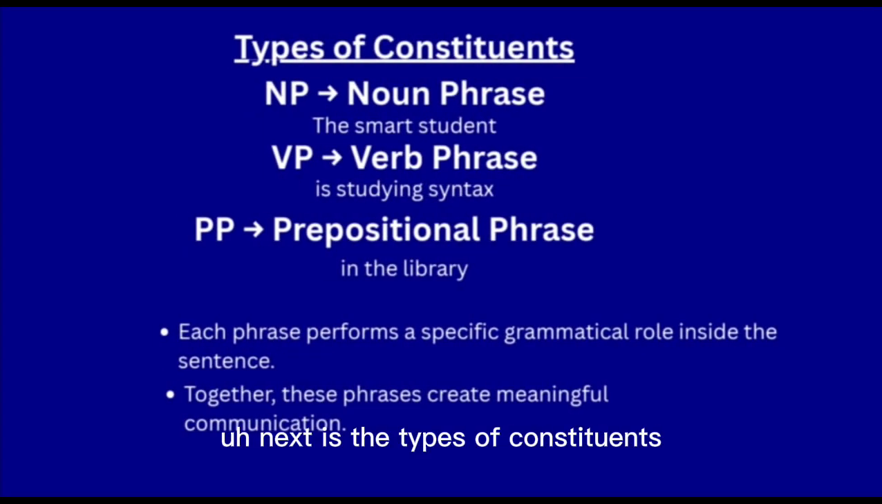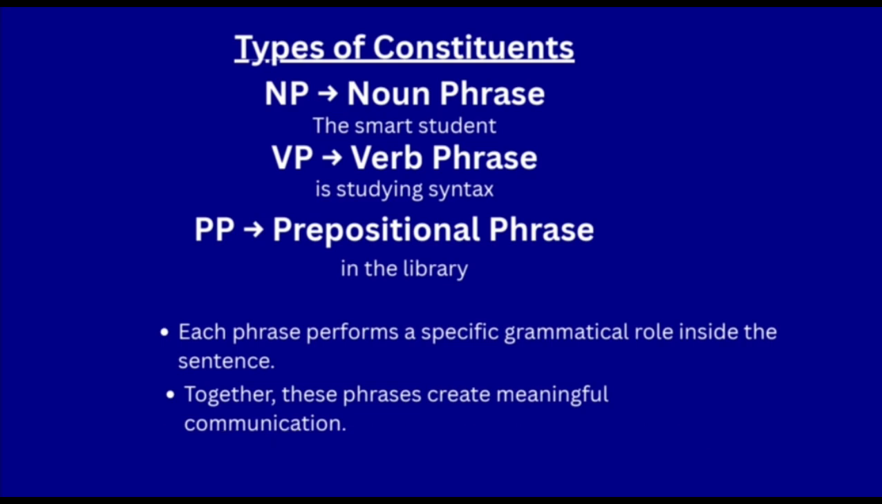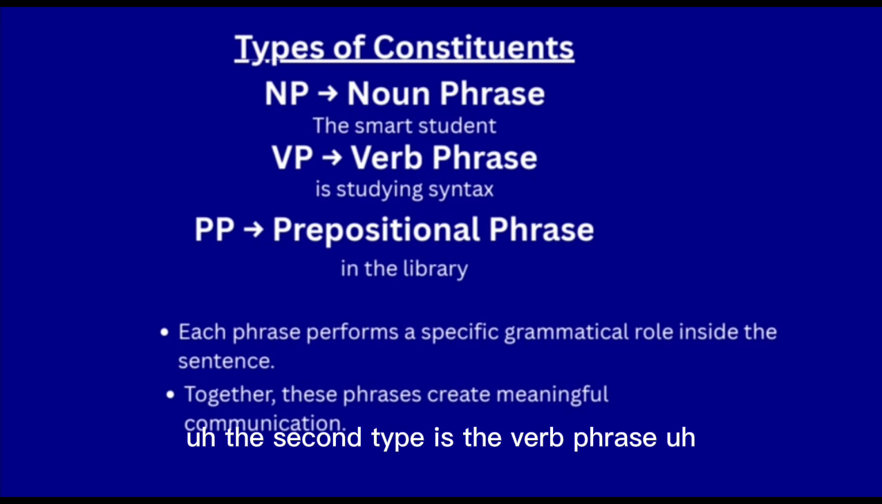Next is the types of constituents. So constituents have several types. The first is a noun phrase. A noun phrase contains a noun and the words related to it. For example, the smart student is a noun phrase because all words describe the noun student. The second type is the verb phrase. A verb phrase contains the main verb and other elements related to the action, like is studying syntax.